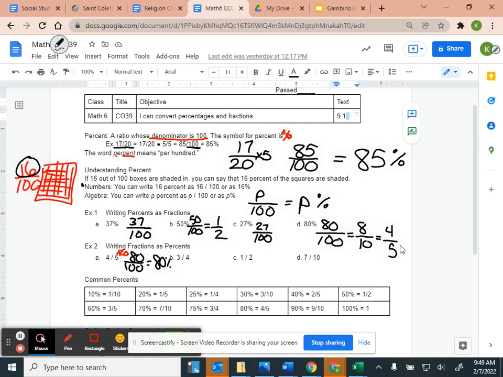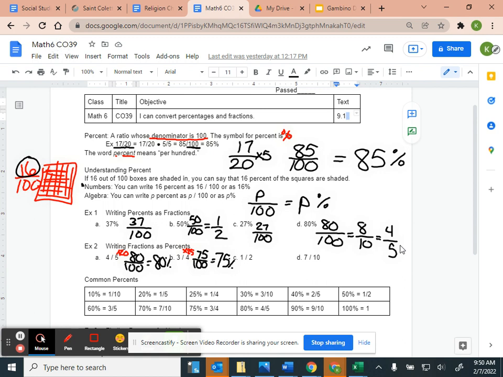So look at B, 3/4. What do I have to multiply by to get a 100 as my denominator? Lily? 25. Yeah, 4 times 25 is 100. So I have to multiply my numerator by the same number. So what's 3 times 25? Lily? 75. So what percentage is this, Lily? 75%. You cannot just leave it as 75 hundredths because the question is asking for a percent. So you have to go to 75%.